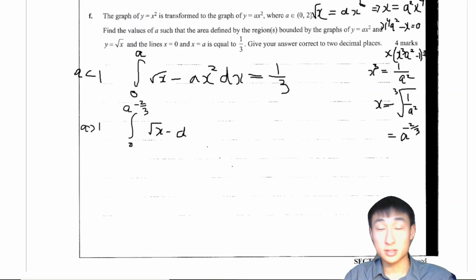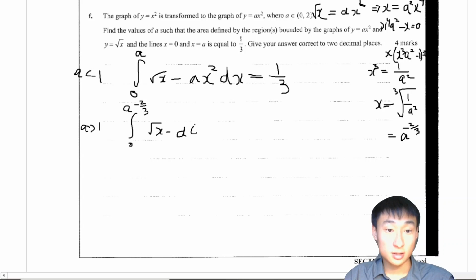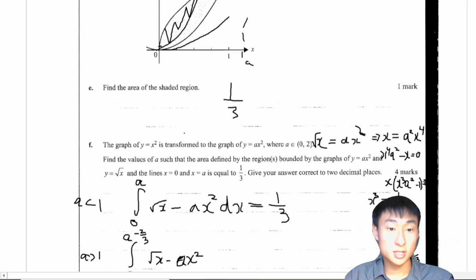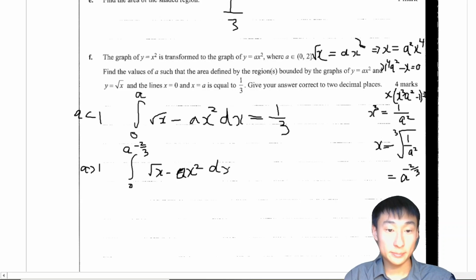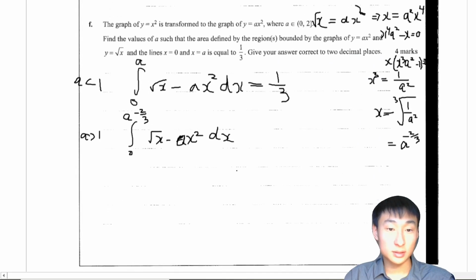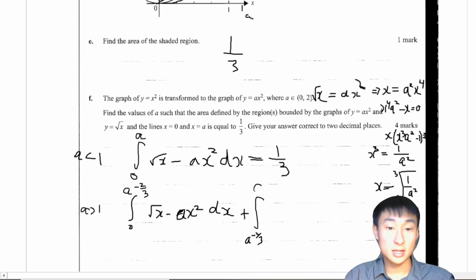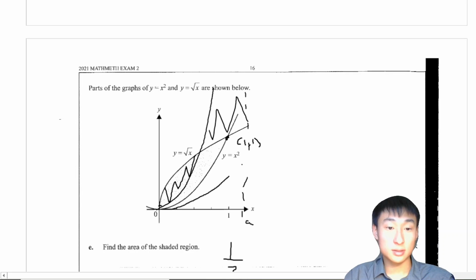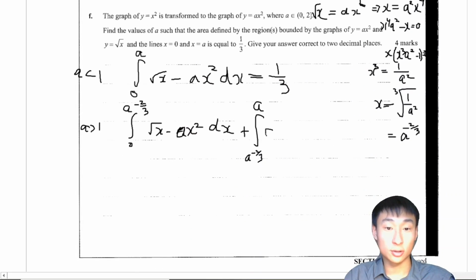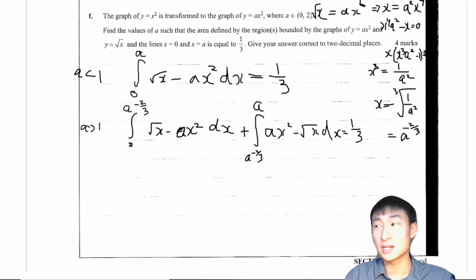I just realized you guys can't see any of that, so that's my bad. Root x minus ax squared dx plus a to the power of negative 2/3 to a, but that's where the parabola is on top, so you get ax squared minus root x dx. So if I solve these two, I should get two different values for a, I think.